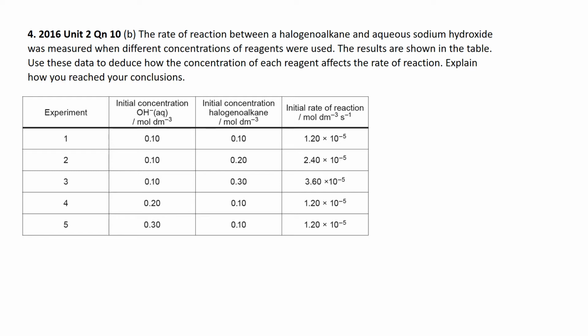All right, new question. The rate of reaction of a halogenoalkane with aqueous sodium hydroxide is measured with different concentrations used. The results are shown in the table. Use these data. Very good, by the way, "these data" is a plural word, of course, to deduce how the concentration of each reactant affects the rate of reaction. Explain how you reach your conclusions.